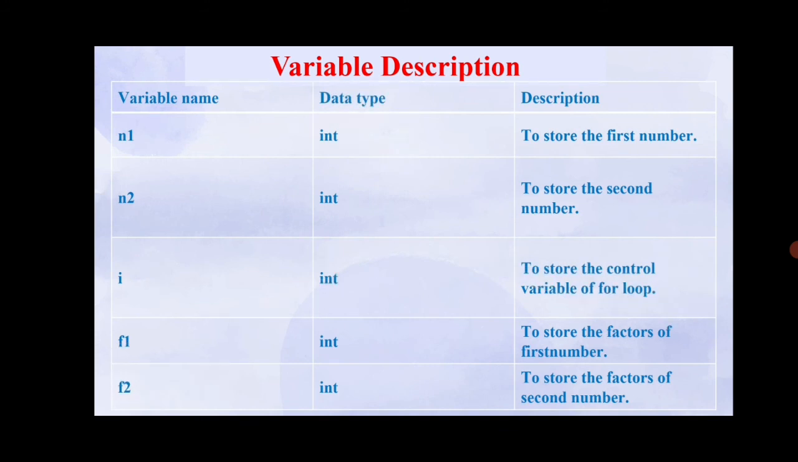The first variable is n1 and it is an integer type data to store the first number. And the next one is n2, an integer type data to store the second number. And i is an integer type data to store the control variable of the for loop. And f1 is an integer type data to store the factors of the first number. f2 is an integer type data to store the factors of the second number.